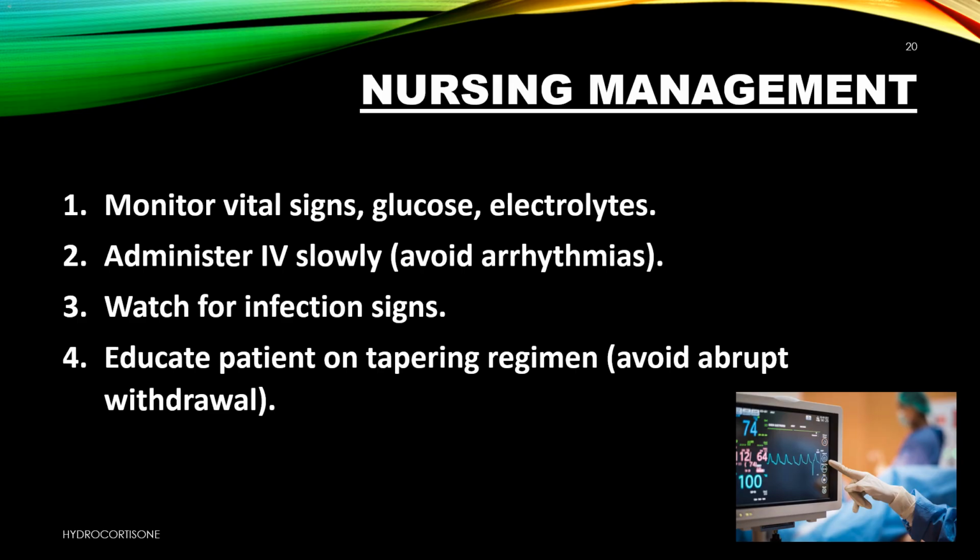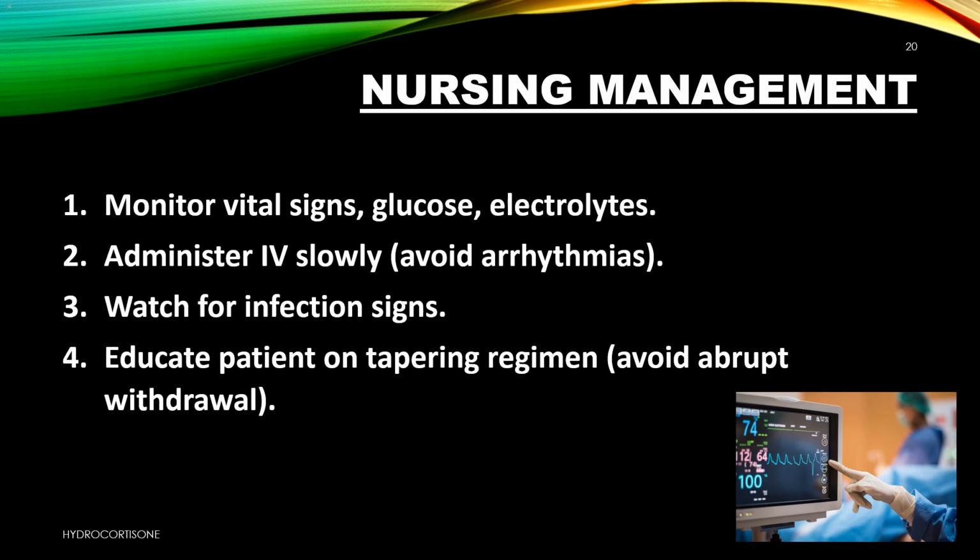1. Monitoring. Nurses should closely monitor vital signs, glucose levels, and electrolytes in patients receiving hydrocortisone, as it can impact these parameters. 2. IV administration. Hydrocortisone should be administered intravenously slowly to avoid arrhythmias, which can be a potential side effect of rapid administration. 3. Infection surveillance. Nurses should be vigilant for signs of infection in patients receiving hydrocortisone, as it can suppress the immune system and increase the risk of infections.